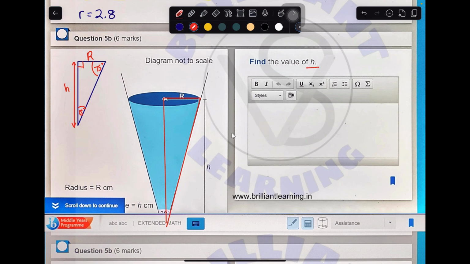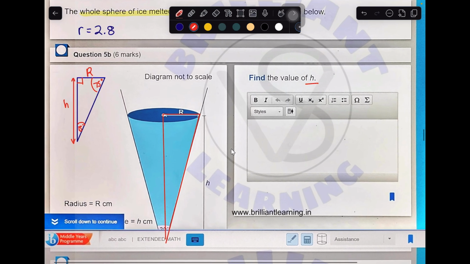So the first thing I want to do is think about how I could at least express H in some way. Volume of a cone is equal to 1/3 pi r squared H. That's why we need H, because it's to do with the volume. We also need our radius.